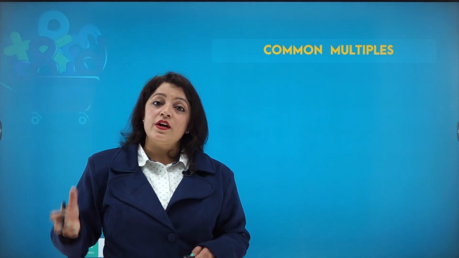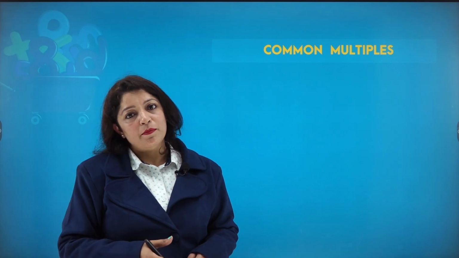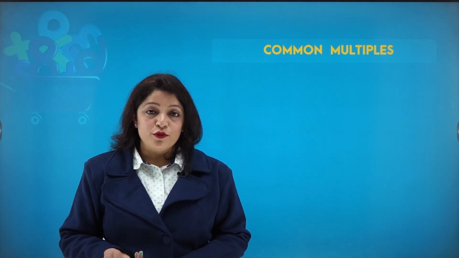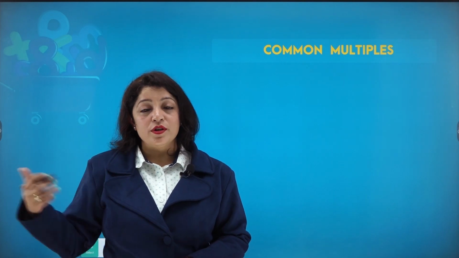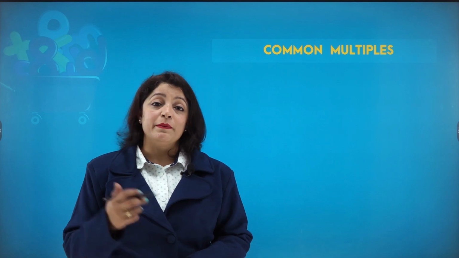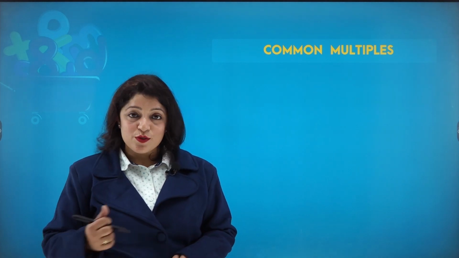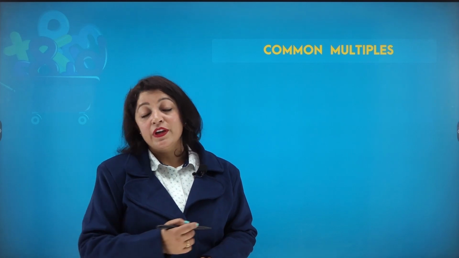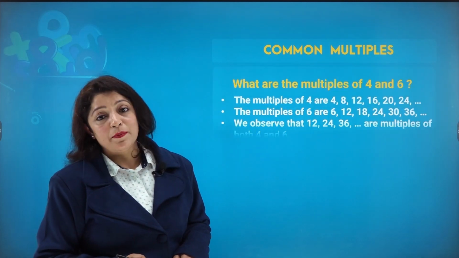So the numbers which occur in the table of a number, we call them the multiples. Like the multiples of 2 will be 2, 4, 6, 8 and so on, right? We have already discussed the topic of multiples in the previous segment. Please go and watch that as well. Now, moving ahead with the topic here, common multiples.